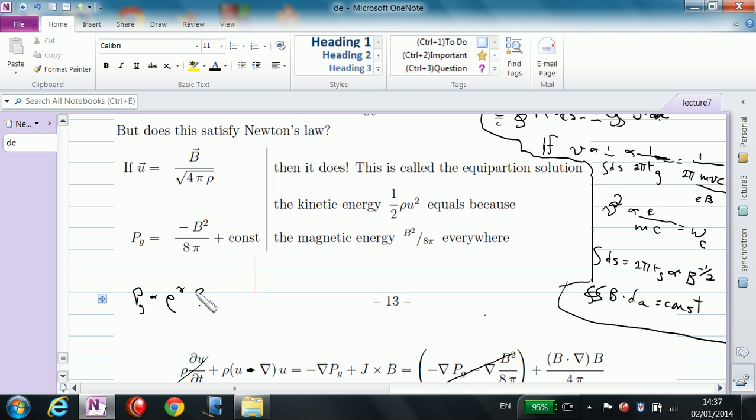But for an Alfvén wave to first order, note that B, let's call this the z direction, B_z is equal to a constant, and rho U_z is also equal to a constant.